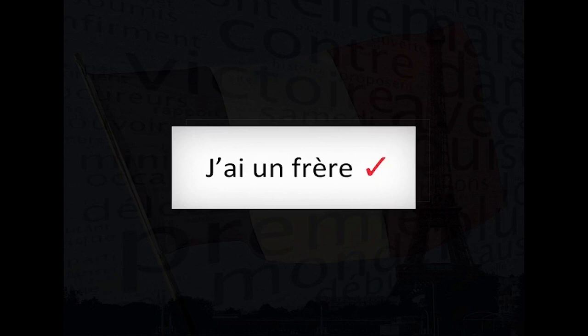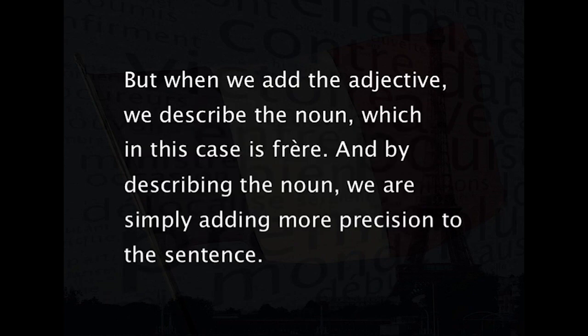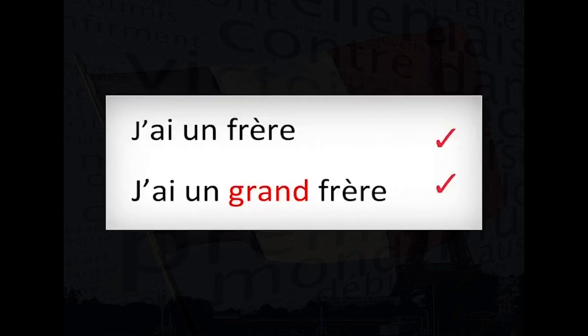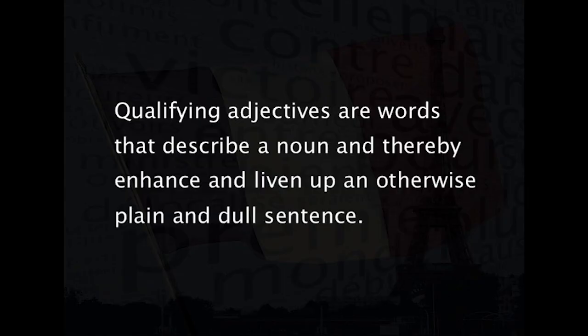Grammatically, the sentence j'ai un frère is correct. But when we add the adjective, we describe the noun, which in this case is frère. And by describing the noun, we are simply adding more precision to the sentence. J'ai un frère and j'ai un grand frère are both grammatically correct. But the second sentence is better because it makes the sentence more interesting by telling us something about the brother. We can therefore say that qualifying adjectives are words that describe a noun and thereby enhance and liven up an otherwise plain and dull sentence.